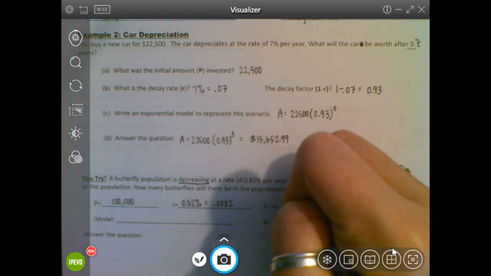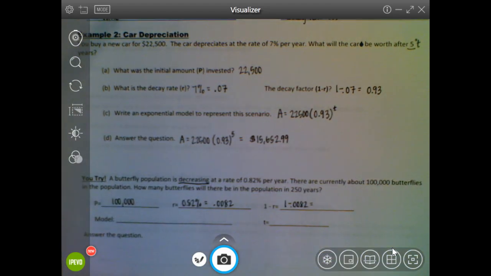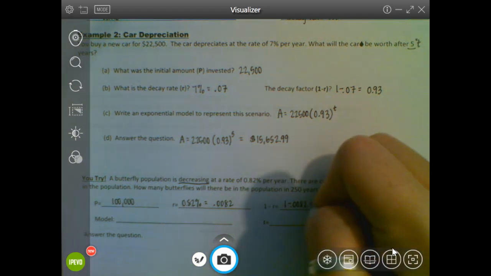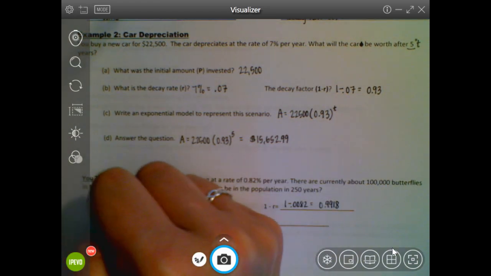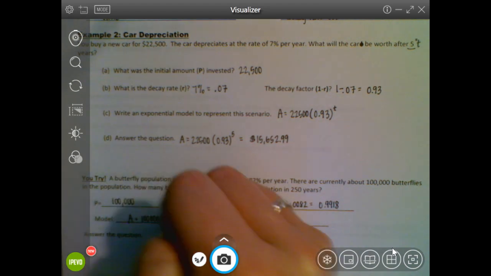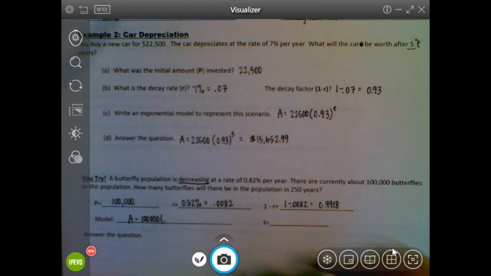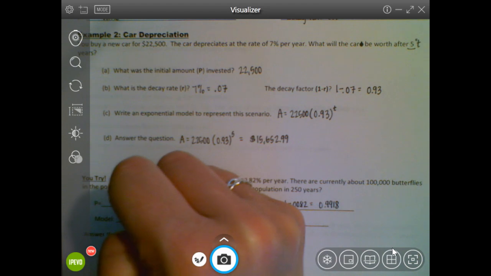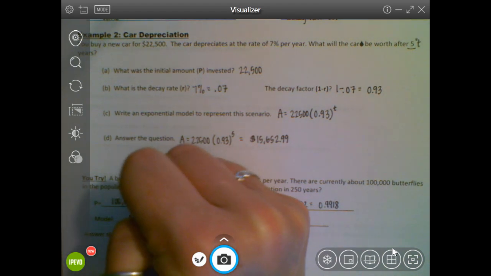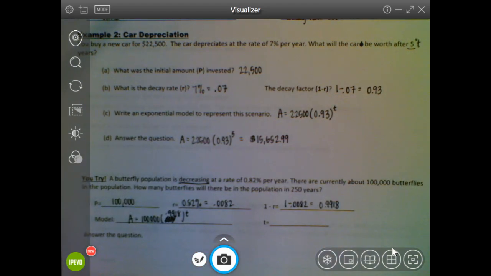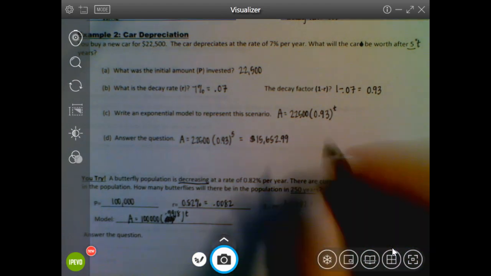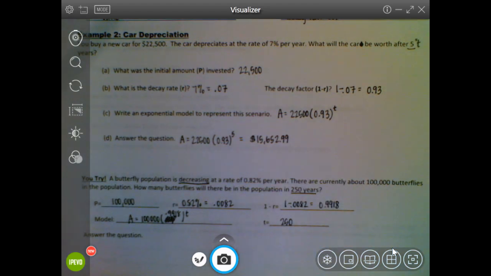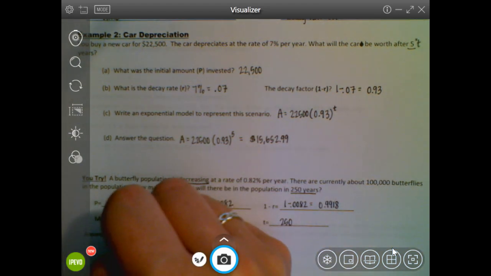1 minus 0.0082 is going to give us 0.9918, which is going to be representing our b value. And then our model is going to be A is equal to 100,000 times 0.9918 raised to the t. And then I want to know what the population is going to be after 250 years, so my t is going to be 250. So using this model, I'm going to answer my question.